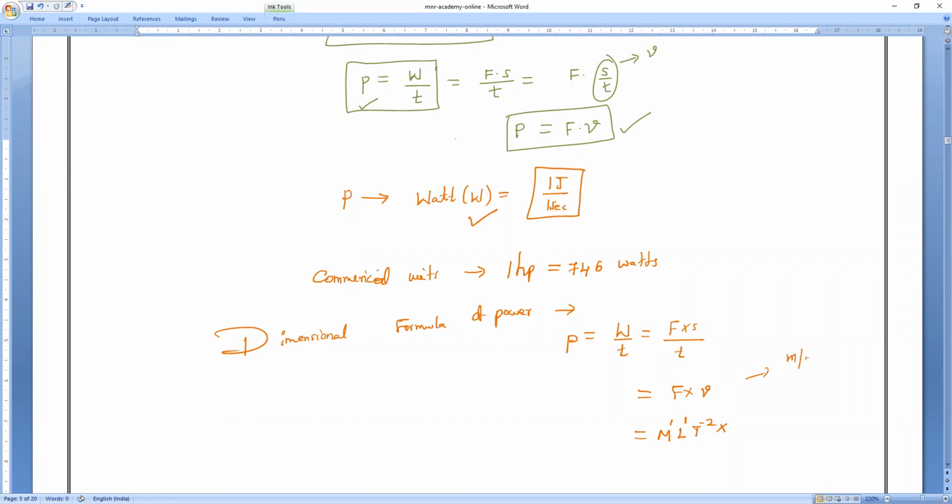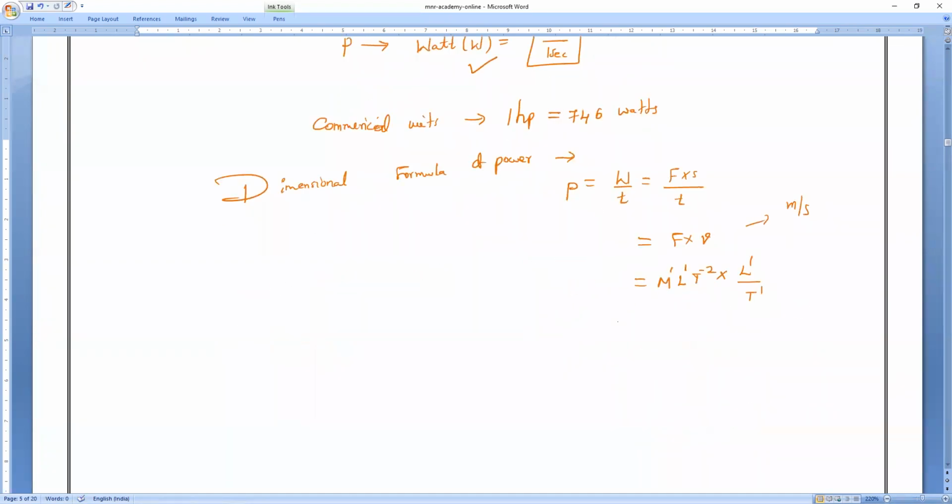So it turns into M power 1, L power 2, T power minus 3. This is the dimensional formula of power.